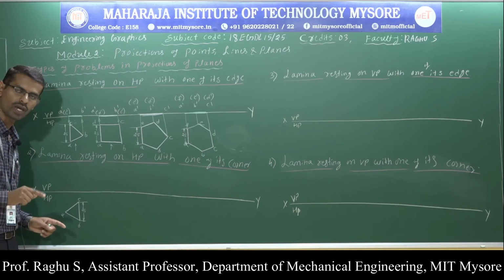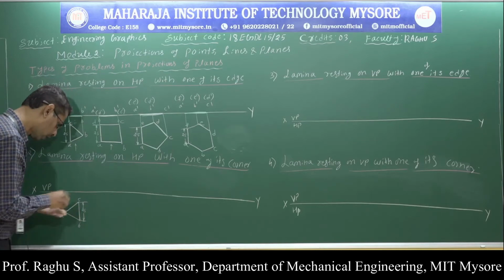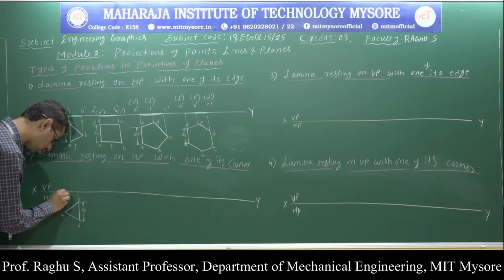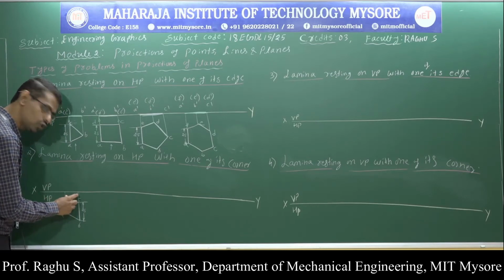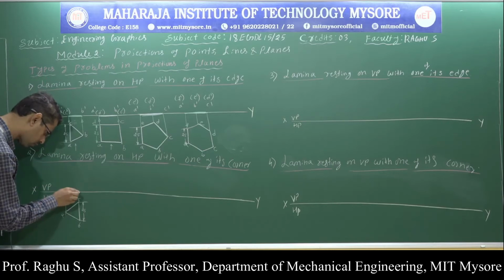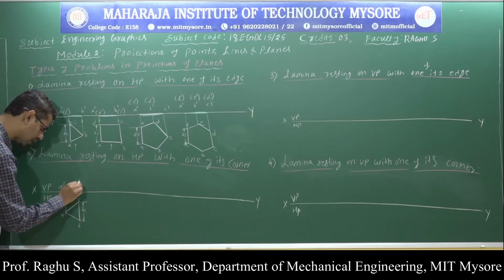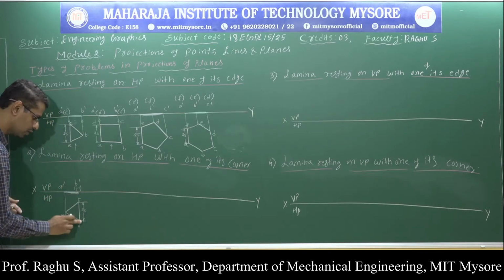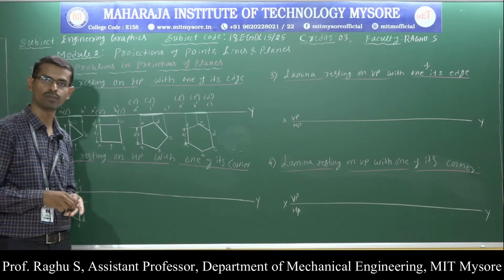Since the lamina is resting on HP, I should start the drawing with the top view. Now to get the front view, draw upward projections from all the corners. The gap between these two lines represents the front view. The front view is a straight line. Now this is A dash, B visible and C invisible because C is behind point B.